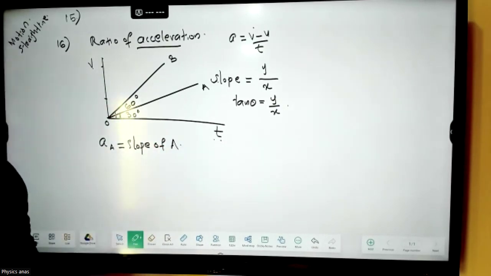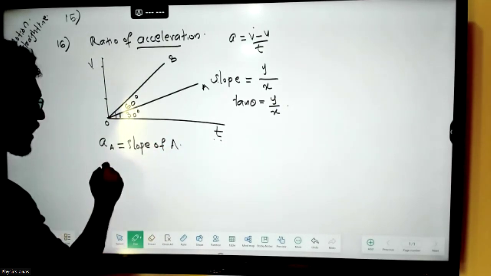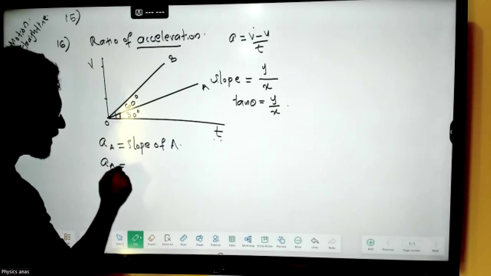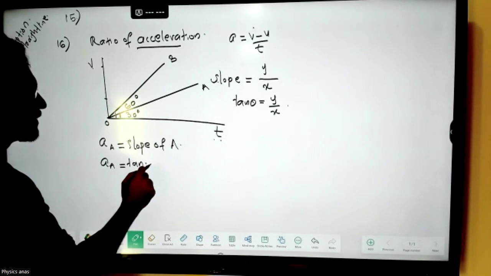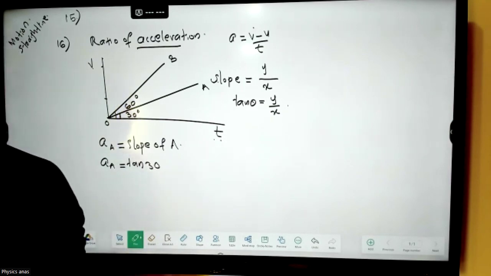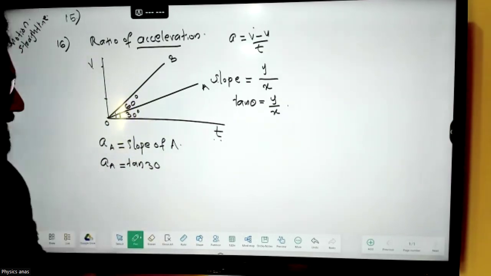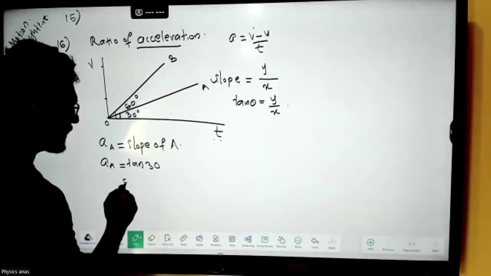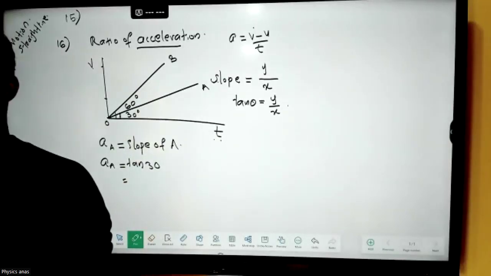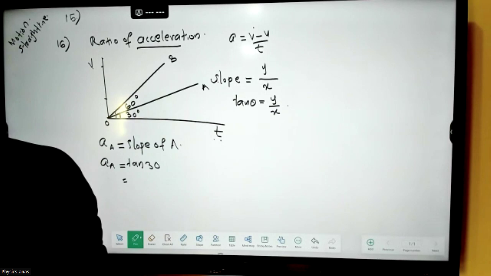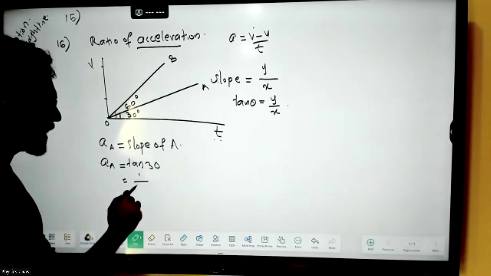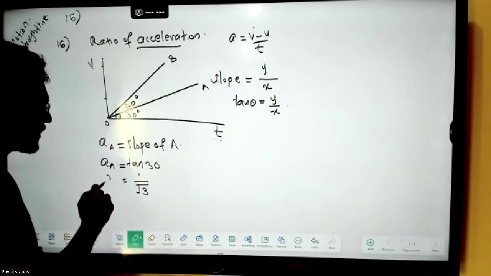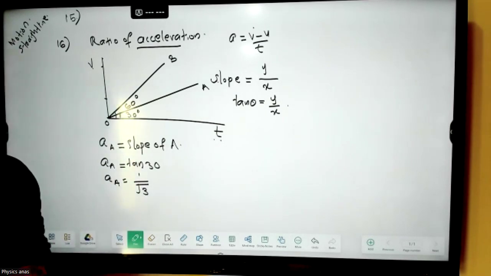Acceleration of A will be the slope of A. How can you find the acceleration of A? What is the slope of A? Tan theta, or tan 30. That's the slope of A. What is tan 30? Tan 30 is 1 by root 3. So you can write 1 by root 3. That's tan 30. That's the acceleration of A.